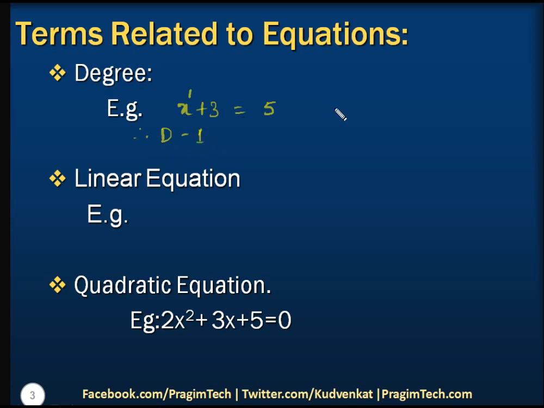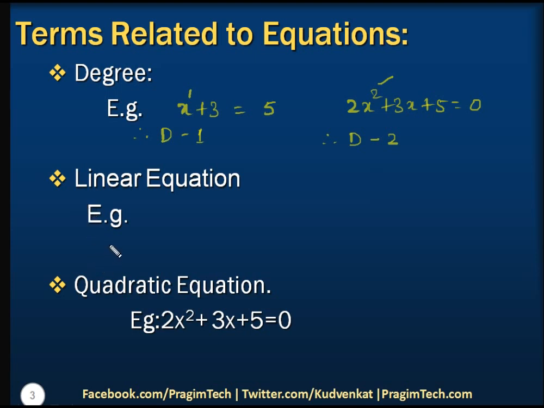Right? If I consider one more example, 2x² + 3x + 5 = 0. In this example, the variable x power is 2. Therefore, its degree is 2. Based on the degree of the equation, equations are classified as linear equation, quadratic equation and cubic equation.